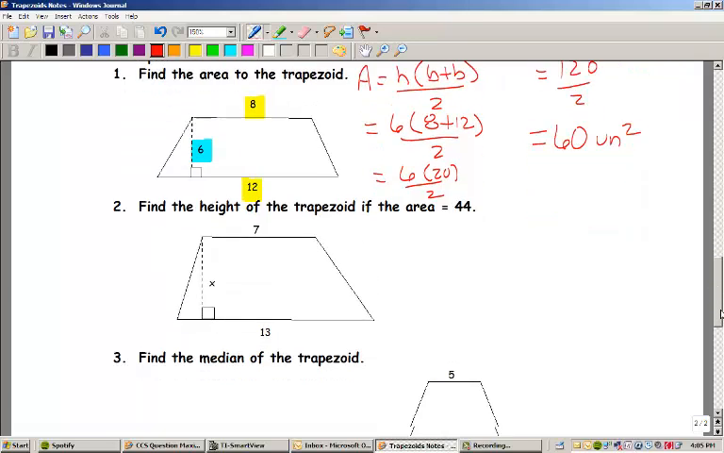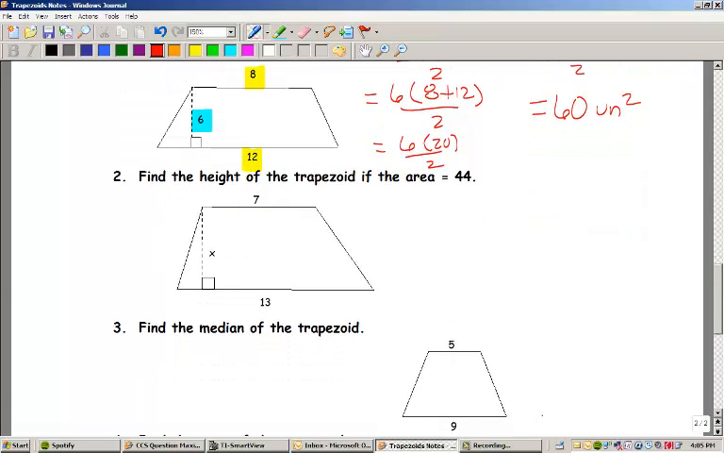Let's take a look at the next example. It says find the height of the trapezoid if the area is 44. So what information is given to me? They tell me the area, they give me a base, they give me the other base. What am I trying to find? I'm trying to find this height. So again, it's crucial that we start with the formula. A is equal to H times (B plus B), all over 2. Now plug in what we know. We know the area is 44. We know the height is what we're trying to find. That's my x.